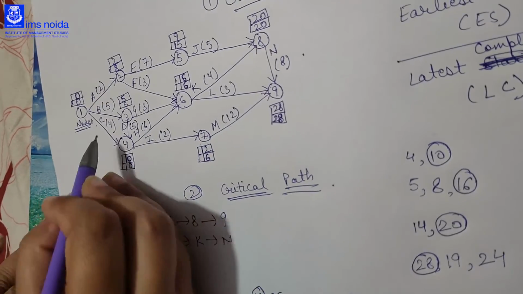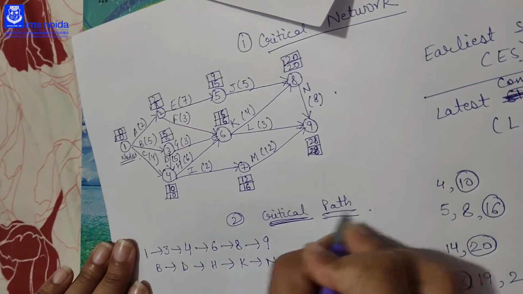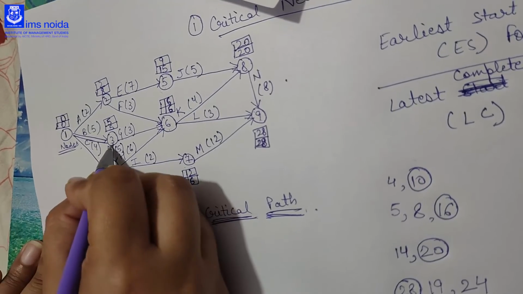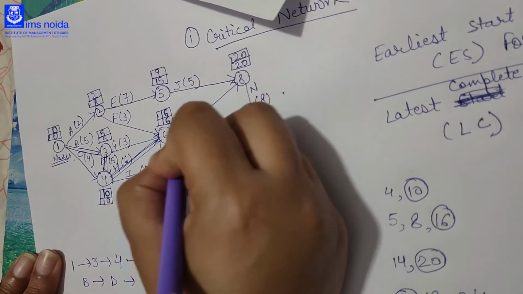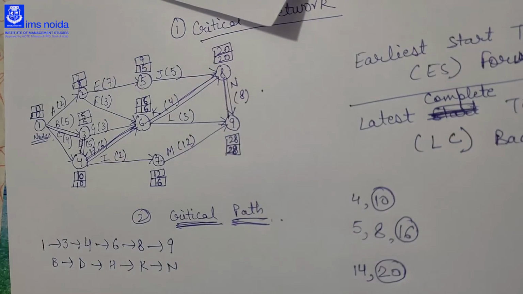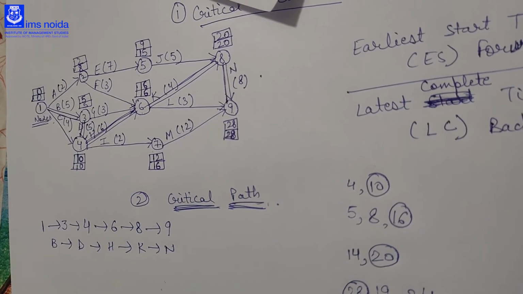And you will make a double line where you are getting the critical path, to mention that you have got the critical path. Your critical path is 1 to 3, 3 to 4, 4 to 6, 6 to 8, and 8 to 9. This is your critical path. So the second part of your question is also completed. You have got the critical path.